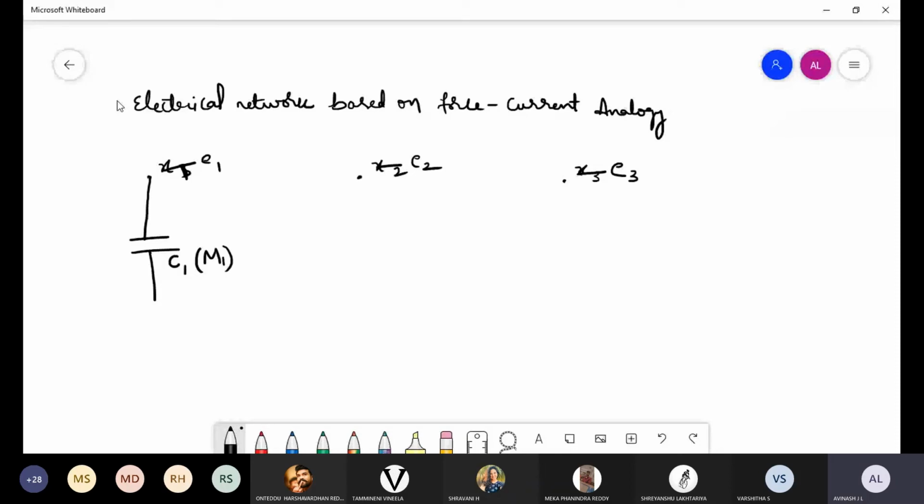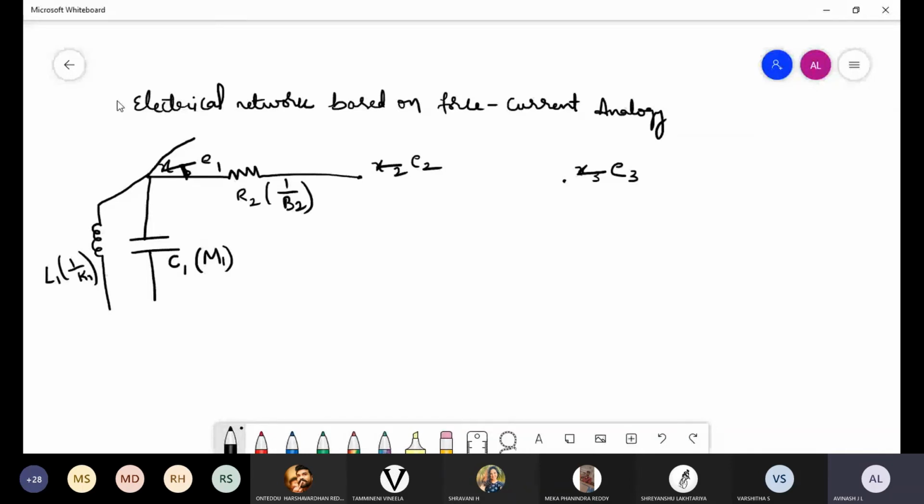Here there is a K1, so I can say L1 is 1 by K1. Or else you can say that 1 by L1 equals K1. That is also correct. Now from E1 to E2 we get the resistance R2, which is 1 by B2, and here you will get L2, that is 1 by K2.